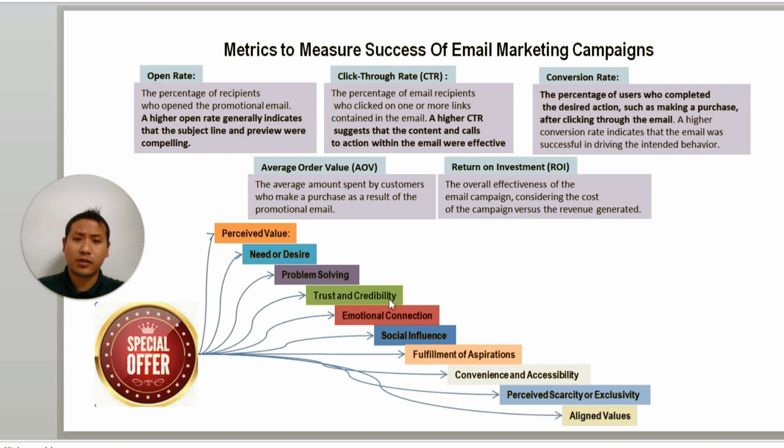Are you providing the trust and the credibility, the emotional connection, the social influence, fulfillment of aspiration, convenience and accessibility, perceived scarcity and exclusivity, aligned values? So these are the 10 key points as well. So this is a campaign, right? In the campaign, you have to monitor the top 5: the open rate, the CTR, the conversion rate, the average order value, and the rate of return on investment, right?